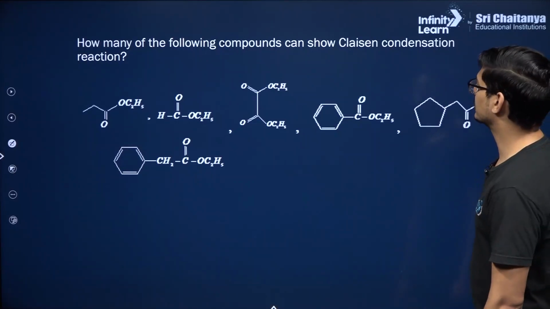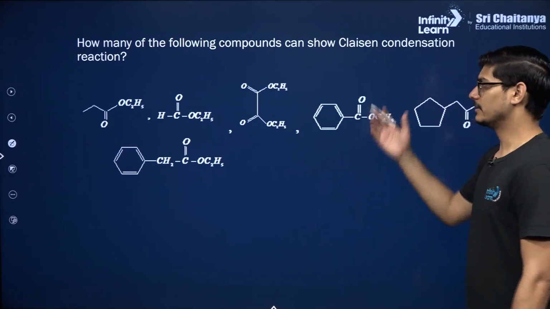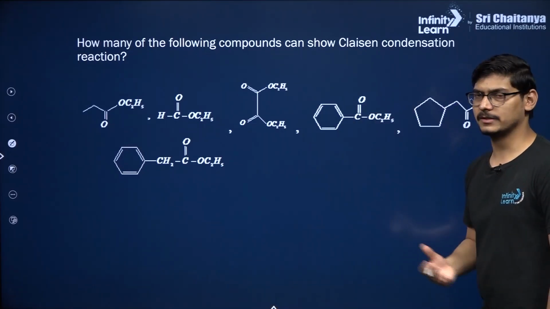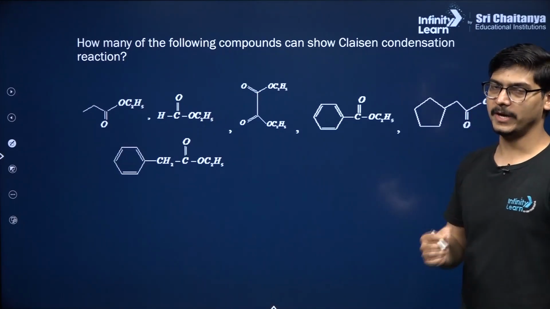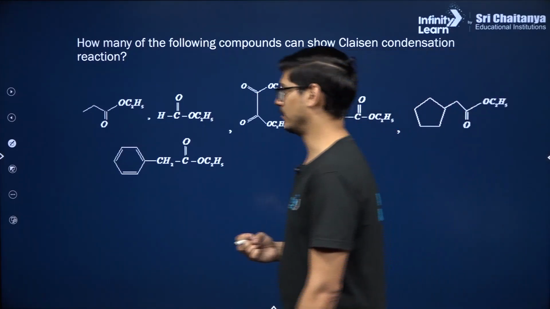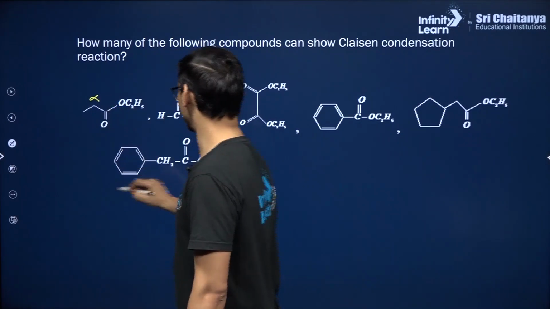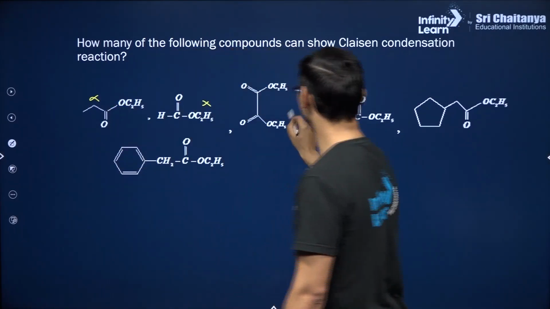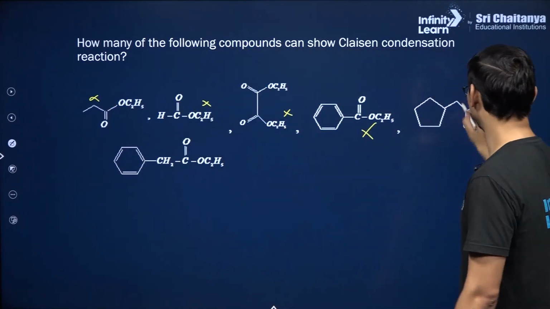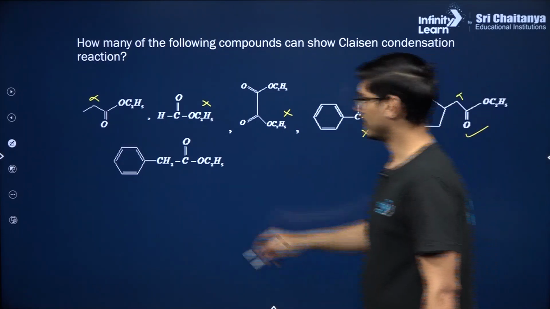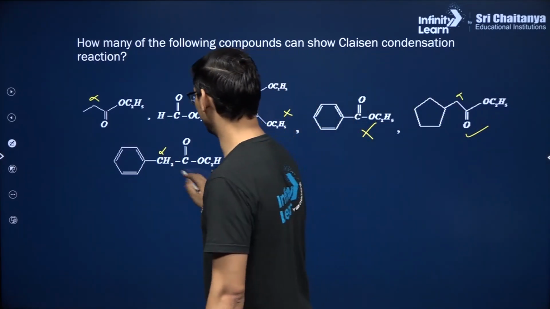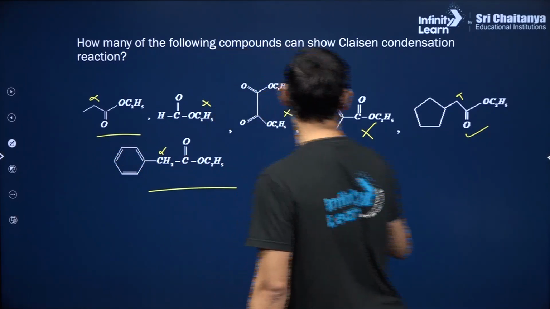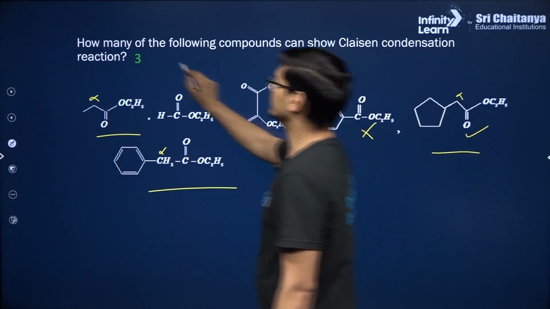How many of the compounds can show Claisen condensation, guys? Here they are talking about, I think, Claisen self-ester condensation, which requires presence of at least one alpha hydrogen atom, right? So here we have alpha hydrogen atom, no alpha hydrogen atom, no alpha hydrogen atom, no alpha hydrogen atom. Here we have one alpha hydrogen atom, here we have one alpha hydrogen atom, right? So total compounds are 1, 2 and 3.